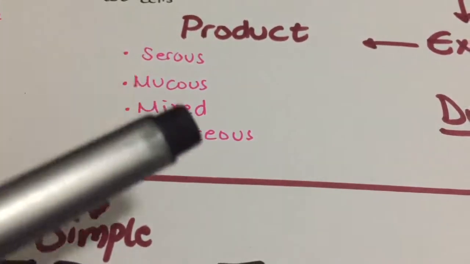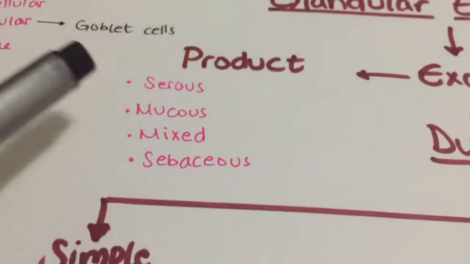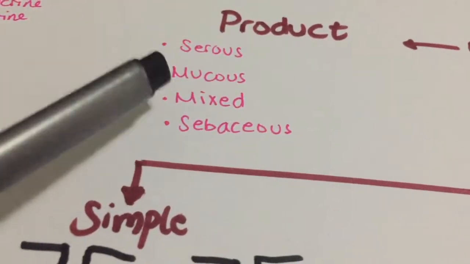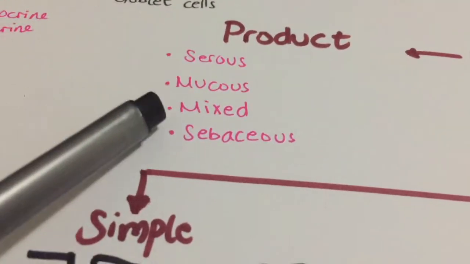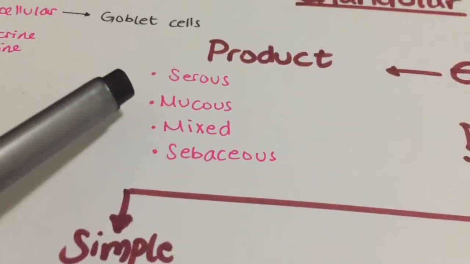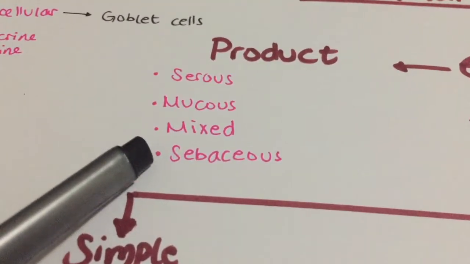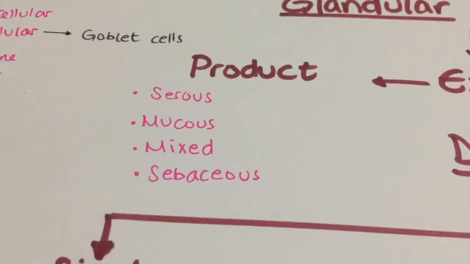You've got serous product, mucus product, mixed, or sebaceous. Serous means it has a more watery secretion. Mucus means it has a more mucousy secretion. Mixed is basically when you have both serous and mucus. It's also known as seromucus. And sebaceous is when we're secreting lipids or fats or oils.